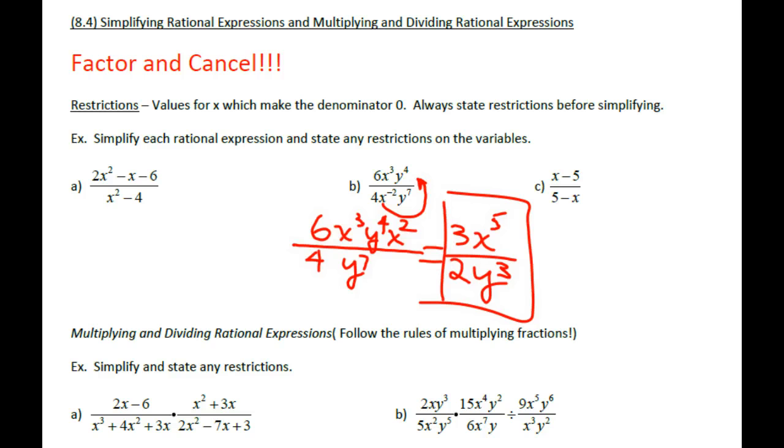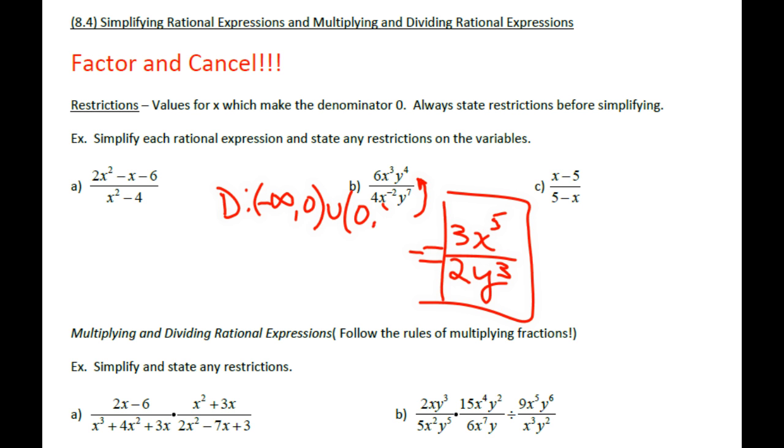Now on this one, when you look at the domain, we had an x in the denominator. We have a y in the denominator. So in this, our domain would be all numbers but 0. So negative infinity to 0, union 0 to infinity.